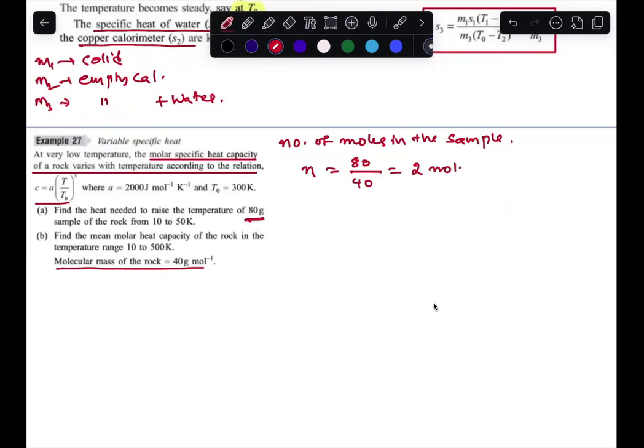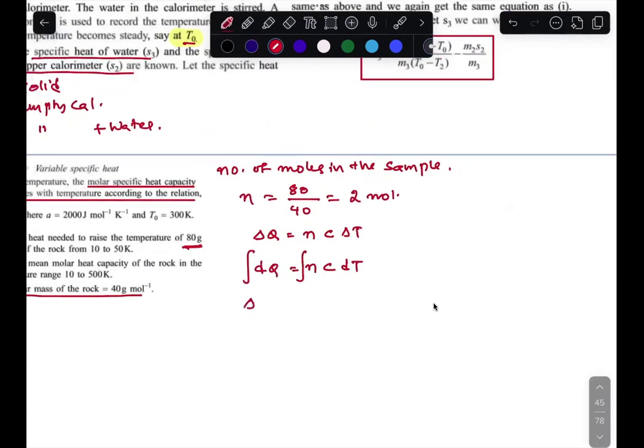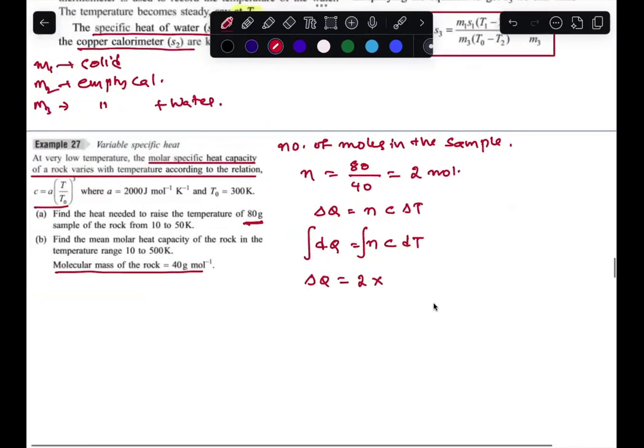Here, normally you will write delta Q as n C delta T, assuming C is constant. If C is not constant, you should write this as dT. Now do integration on both the sides. So this is delta Q, which is given by 2 times the integral of A T cubed by T naught cubed dT.